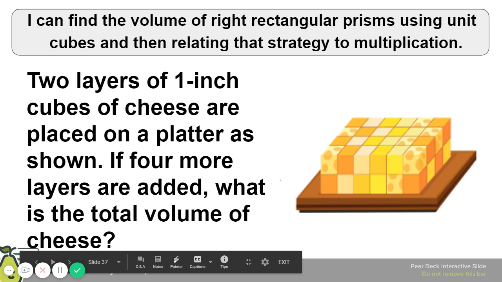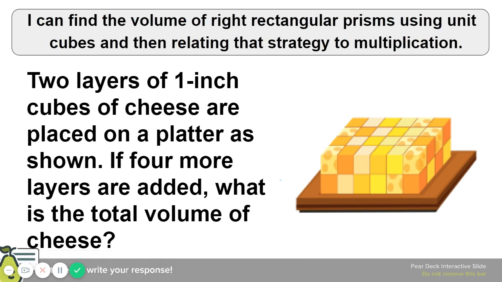2 layers of 1-inch cubes of cheese are placed on a platter as shown. If 4 more layers are added, what is the total volume of cheese? So to start, we need to figure out how many cubes of cheese are in one layer. So we can count the top. If you count the top layer, there are 24 cubes of cheese.